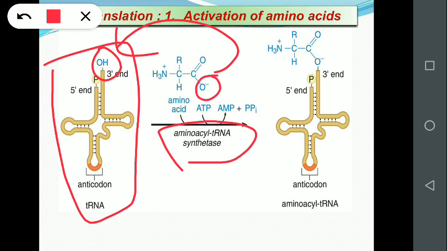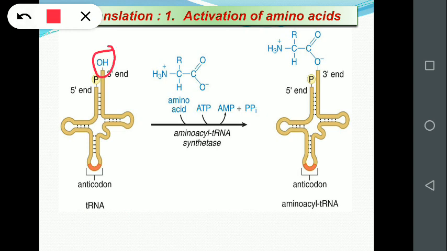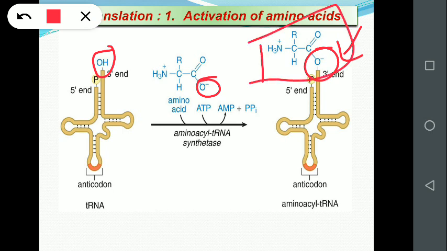Okay, the bond formation takes place between this OH and this O minus. So that is why you have a bond here. So this is an ester bond. Okay, this is also known as acylation. Acid is attached, amino acid is attached, so that is why it is acylated. So now this is called aminoacyl tRNA, a normal tRNA, and this is aminoacyl tRNA.